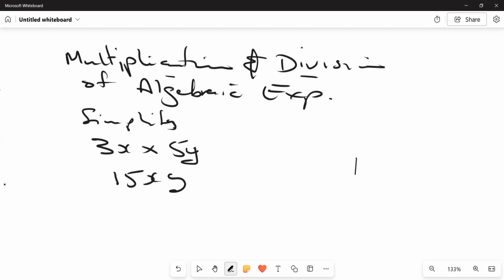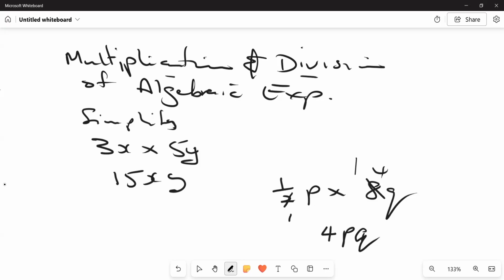If you have, let's just go with half p multiplied by 8q. You don't have to worry. You can cancel the half here, 2 into 2, 1, 2 into 8, 4, and you have 4pq. If you want to do that, you can multiply half by 8 is 4, p by q is pq, right? You can do that.